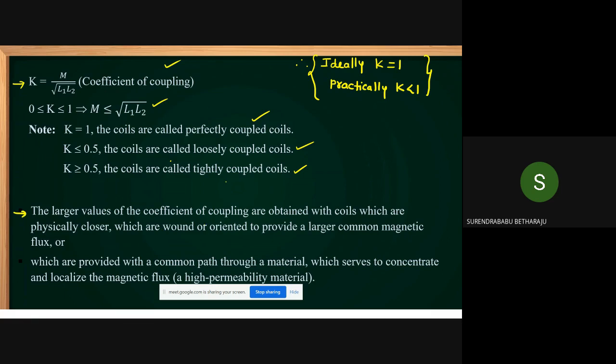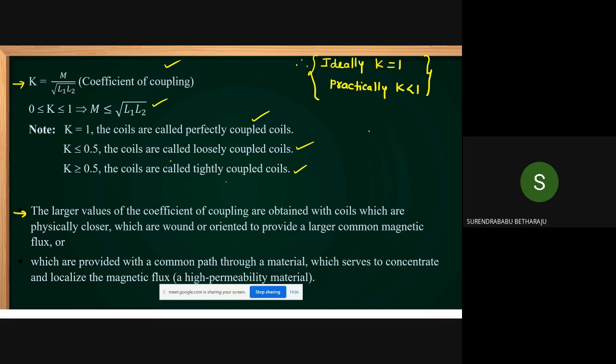The larger values of the coefficient of coupling are obtained with coils which are physically closer, which are wound or oriented to provide a larger common magnetic flux, or which are provided with a common path through a material which serves to concentrate and localize the magnetic flux, that is, high permeability of the material. Then how to achieve the larger value of the coefficient of coupling, students? The coils must be placed very closely. Then we can get more coupling coefficient. Or whatever the core we are using, that core must be of high permeability.